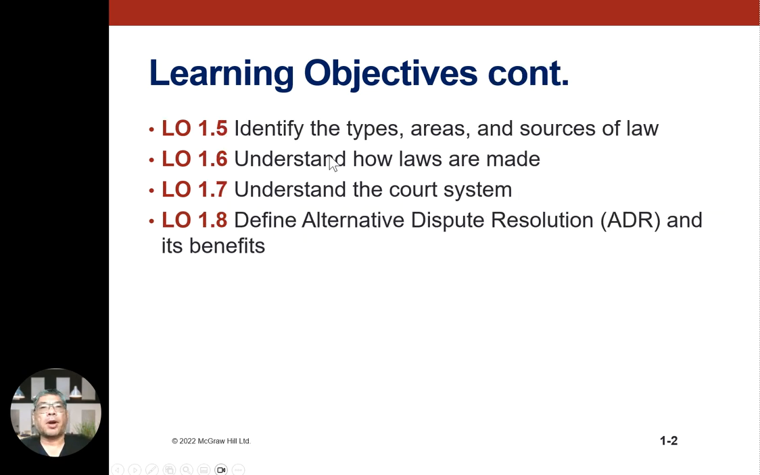Number 5 is to identify the types, areas, and sources of law. Number 6, understand how laws are made. Number 7, understand how the court system works. Number 8, define alternative dispute resolution, which is ADR, and its benefits.